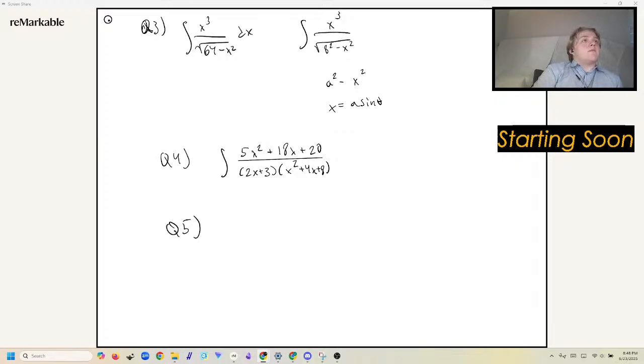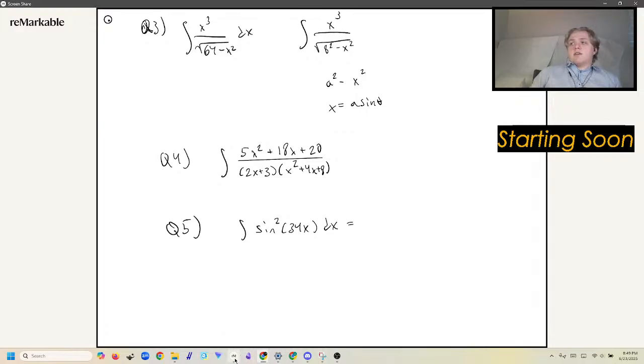Right, question 5. Now we're evaluating an integral. We're evaluating the integral of sine squared of 34x dx. Now here is where having a cheat sheet of integration formulas can be pretty handy. Unfortunately, I don't have those on hand because I'm screen sharing with the tablet, and they are on my tablet. So those are not available to me.